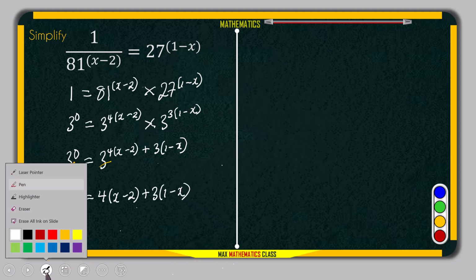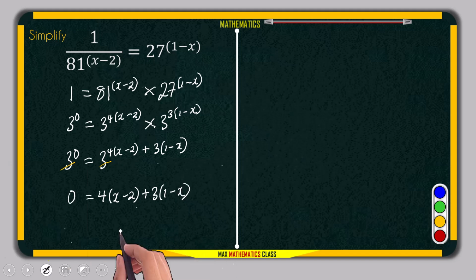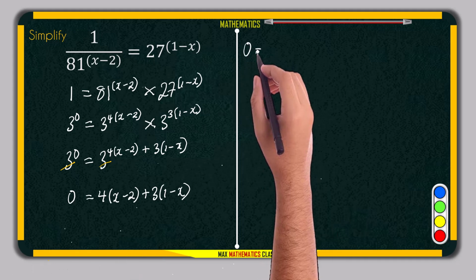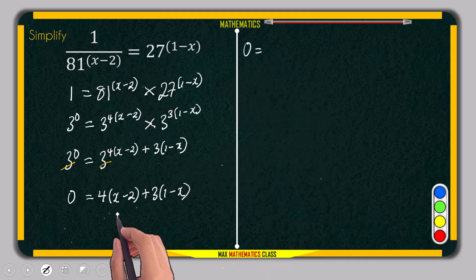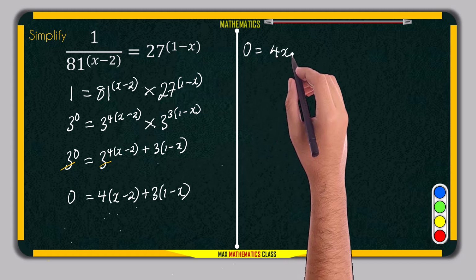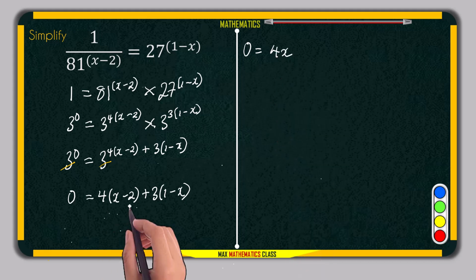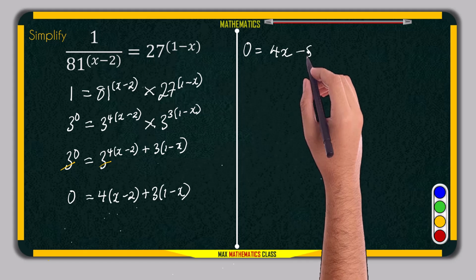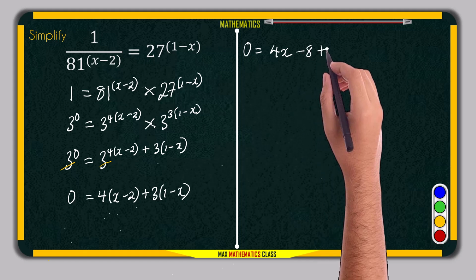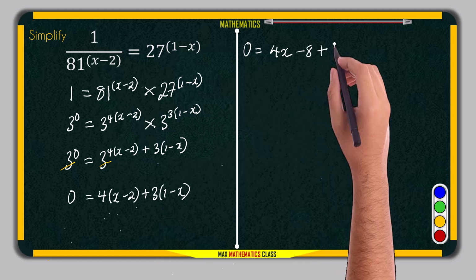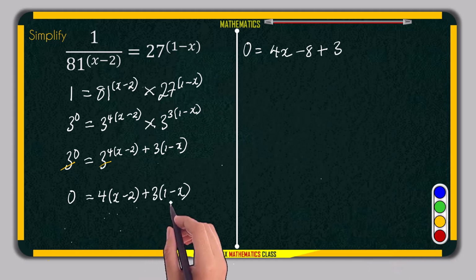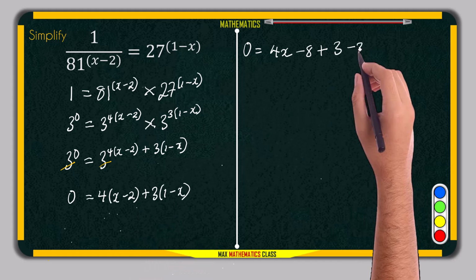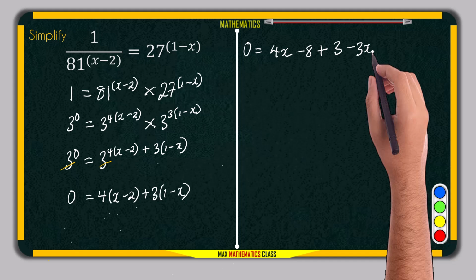It is now time for us to remove the bracket, so that 0 now will be equal to this: 4 times x will give us 4x, and 4 again times minus 2 will give us minus 8, plus 3 times 1 will give us 3, and 3 again times minus x will give us minus 3x. After this, we are going to collect the like terms.